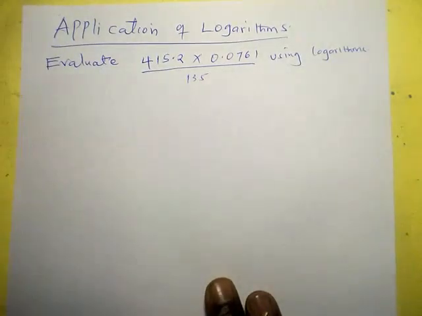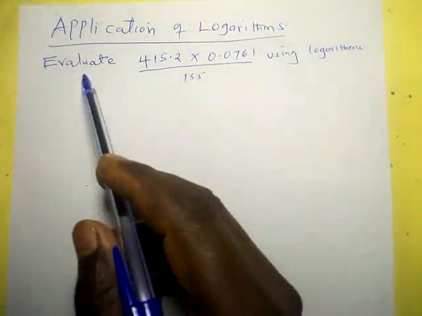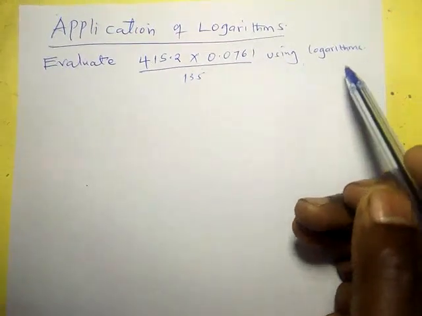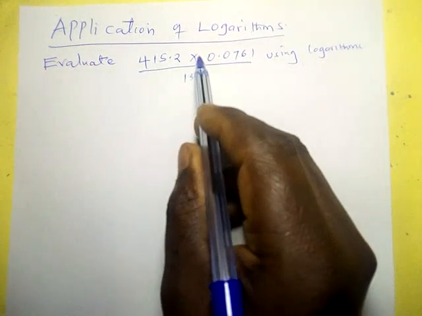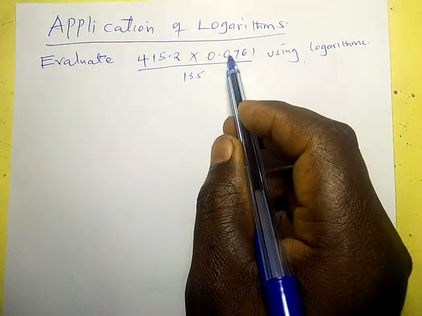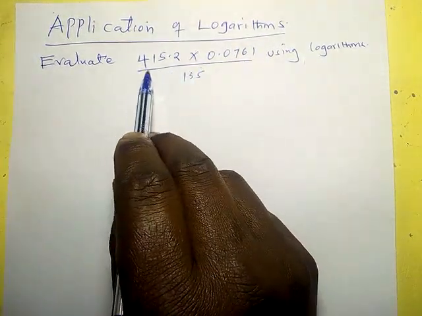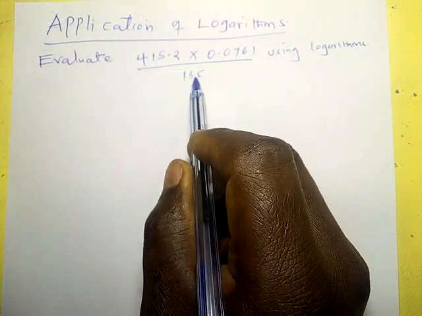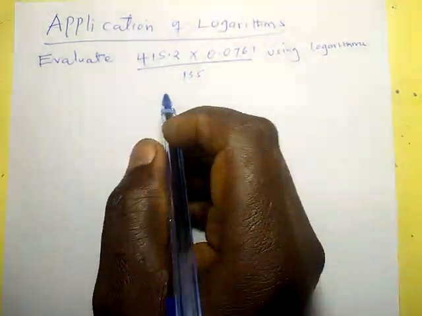Now we want to look at the application of logarithms in mathematics. You will be asked, if you are given a sum like this, to evaluate it using logarithms. So you must remember the rules of indices. If it is multiplication, you should add the logarithms. Remember, a logarithm is the same as the power. If it is division, where this line means division, you must divide. When I divide logarithms or indices, what do I do? I subtract. So this is how you go about this one.